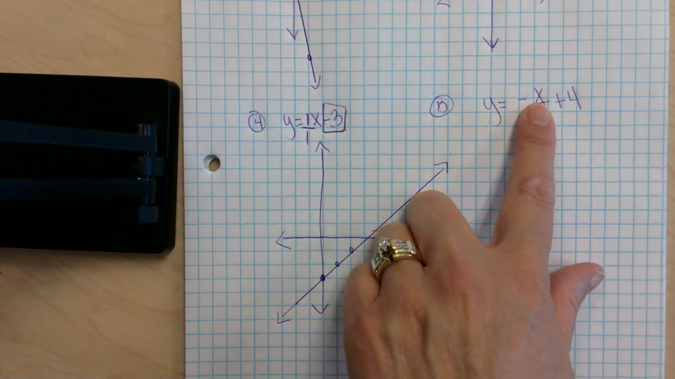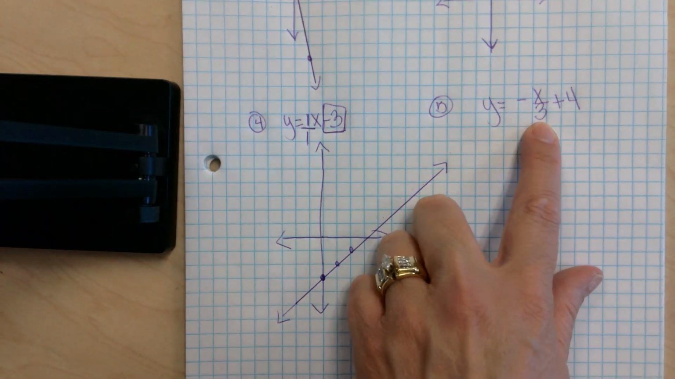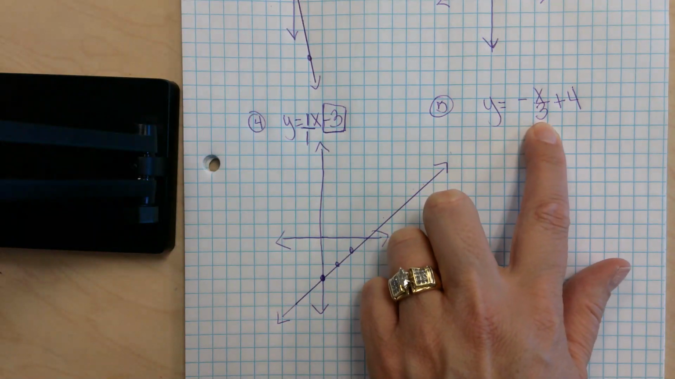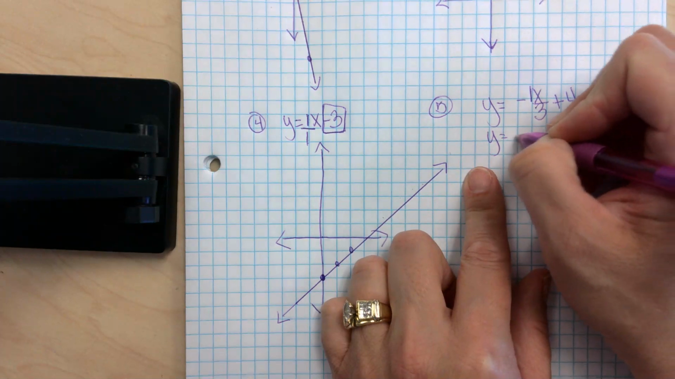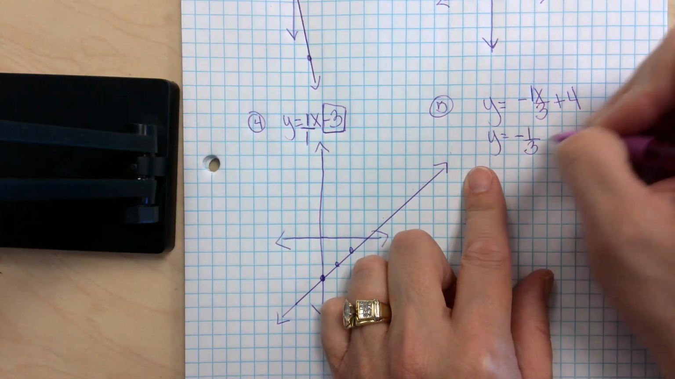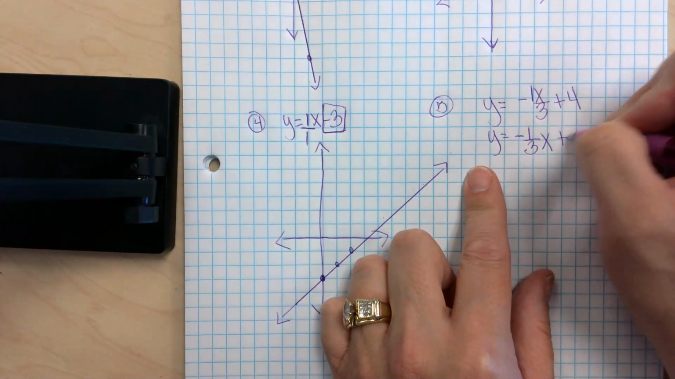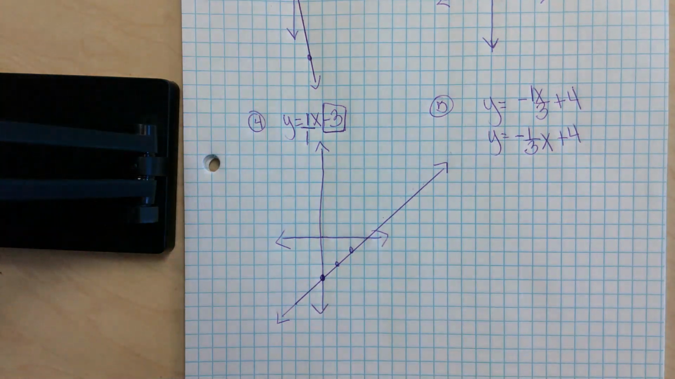It has x over 3. How can I rewrite that? What can I put in front of x? 1. And I could rewrite it as y equals negative 1 over 3 x plus 4. It's the same thing, just 2 different ways of writing it, okay?